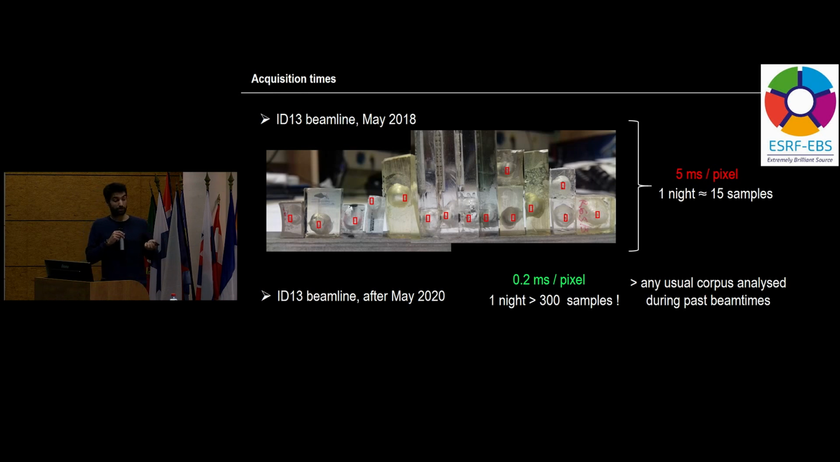But in the case of crystalline mapping, this has changed as well. When we were with Marine in May, only 2 years ago, this was 1 night of analysis, and this was already particularly fast at the time, meaning that in 1 night we could map 15 samples or so. With the ESRF EBS, technically, we would reach such speed that in 1 night we could theoretically analyze more than 300 samples, which is ridiculous, because this is more than any usual corpus analyzed during a beam time.